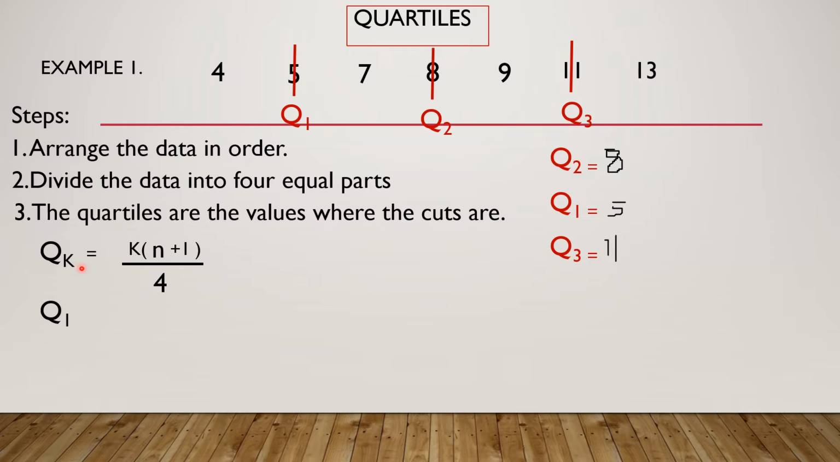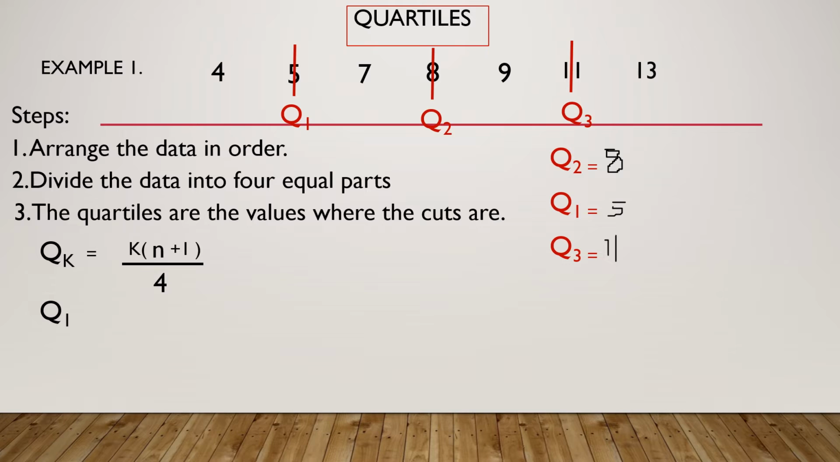So K stands for, it depends on you if you're going to solve for the first, the second, or the third. So K, and then N, which is the number of items. So there are 7 here, and divided by 4 because we divide the items into 4 quarters.